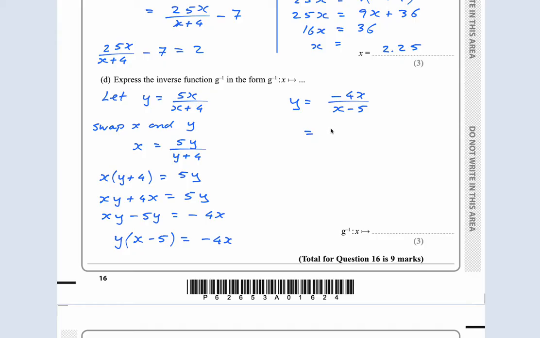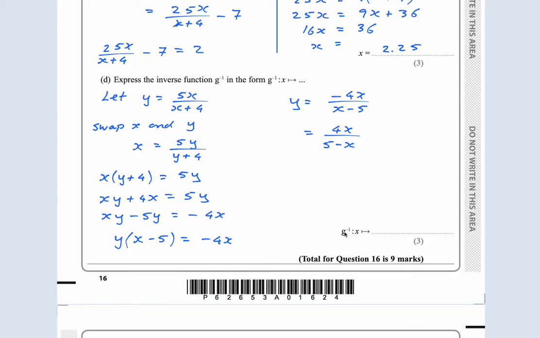The mark scheme actually has 4x over 5 minus x. You can do that because these are the exact same. You just multiply above and below by -1, and you essentially change the signs of everything. So that becomes plus, that becomes minus, that becomes plus. It's the exact same answer, but it looks a bit nicer because you don't have a negative in the numerator. That's the only reason he's done that.